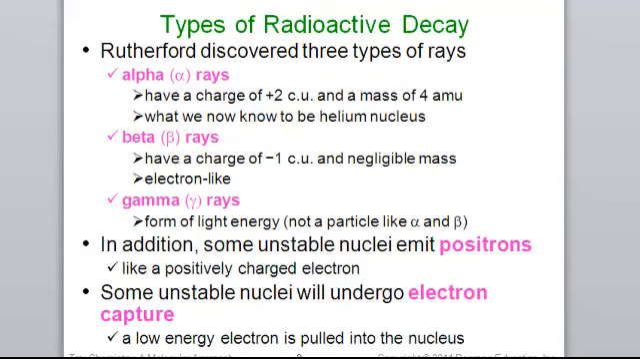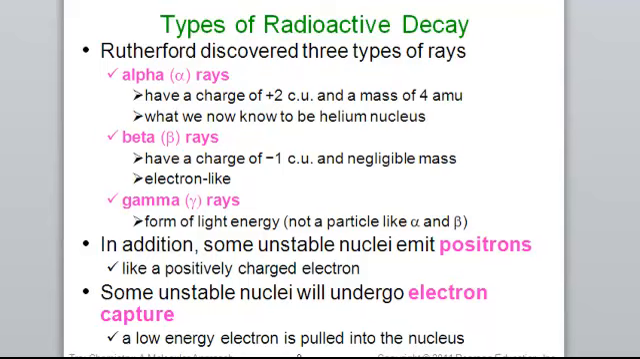Beta rays have a charge of -1 Coulomb units and have a negligible mass. Well, that meets the criteria as a description of an electron. Now, I know electrons have a mass, but compared to the weight of the nuclei particles, it is so small, so negligible, and we just disregard it and call it massless. And gamma rays are a form of light energy, not a particle like an alpha or a beta particle, but simply straight out energy waves.